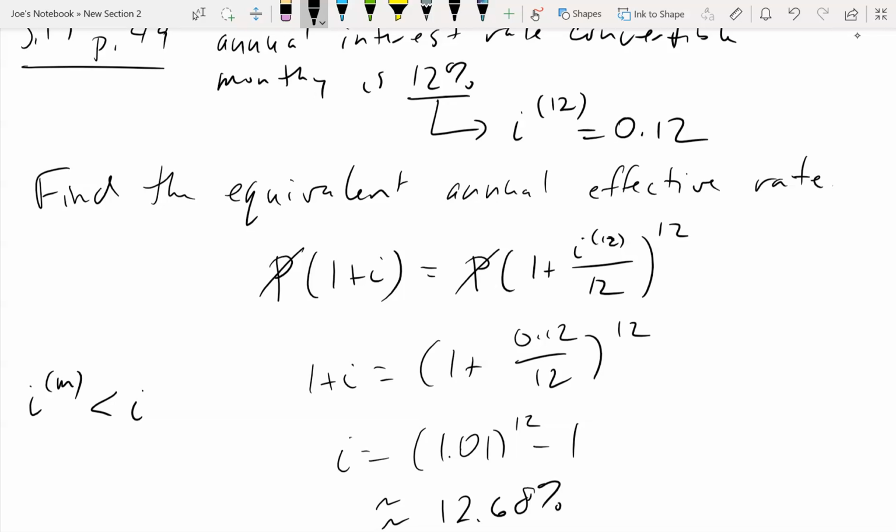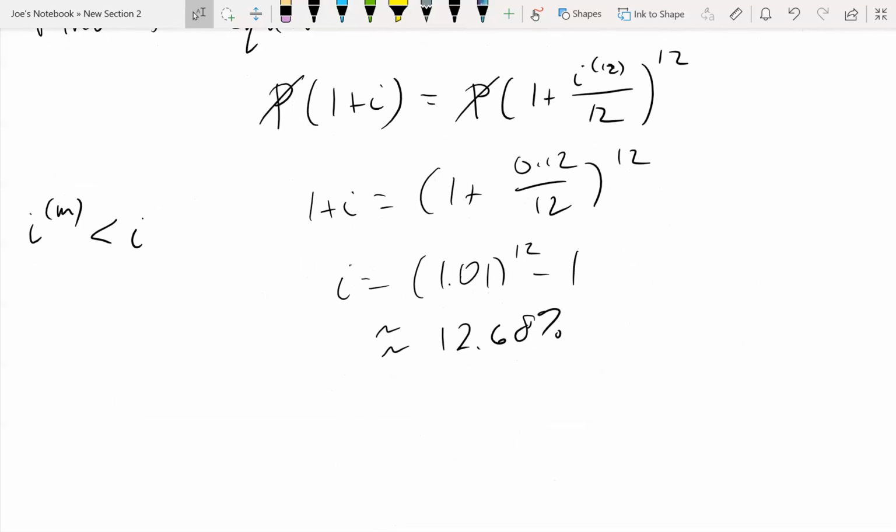All right, so if you were going to do 3.18, like Sam asked about, it says the annual interest rate convertible monthly is 12%. Calculate the equivalent 2-year interest rate. Well, there's a couple of ways that you can think about it. I typically like to think about everything going back to a year.